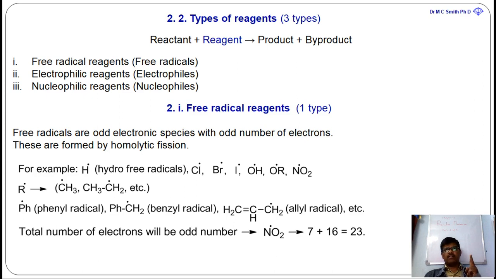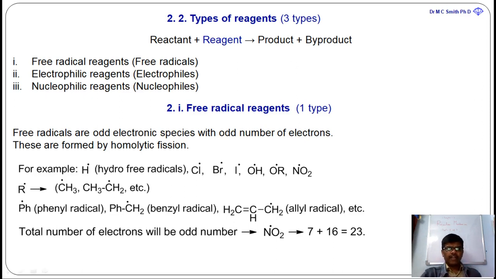In ions, there are two types: cation and anion. So broadly there are three types of reagents. One is free radical reagents, then electrophilic reagents, or positive cations. All cations, all plus charge containing ions, are electrophilic reagents, and all negatively charged ones are nucleophilic reagents. Free radicals, electrophiles and nucleophiles.